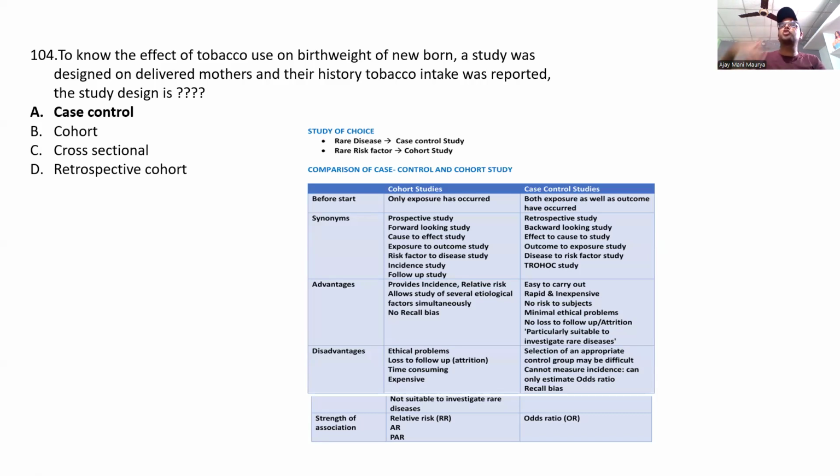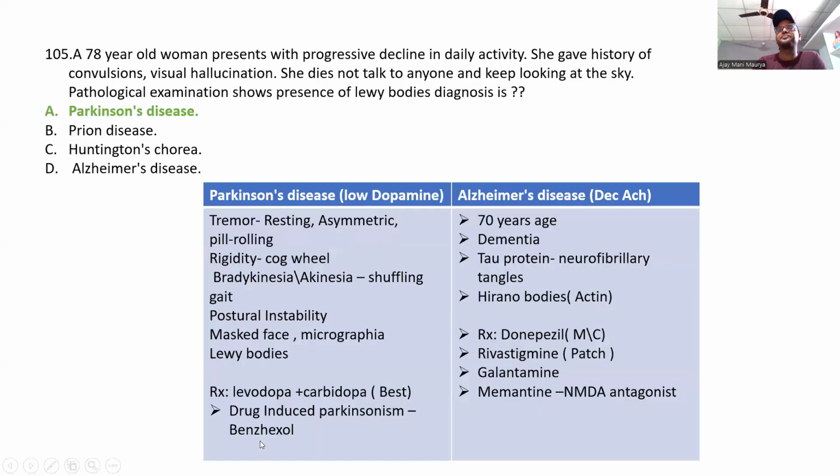See, cohort is the prospective study, looking forward. But the case control is retrospective, a past study. You have to go to the past and do everything. But in the cohort you have to follow forward. Okay, now please study the table.